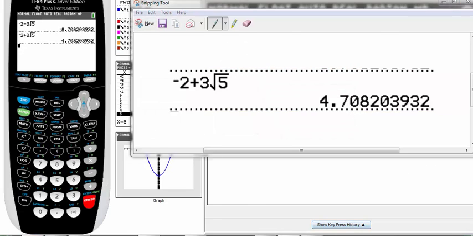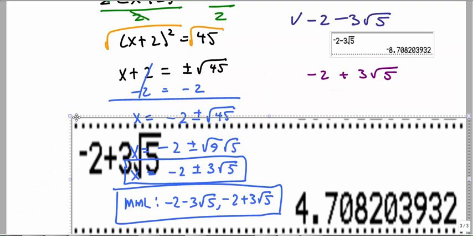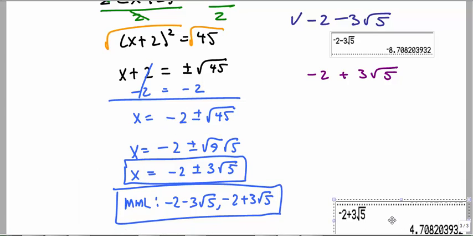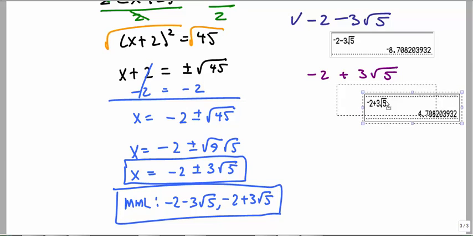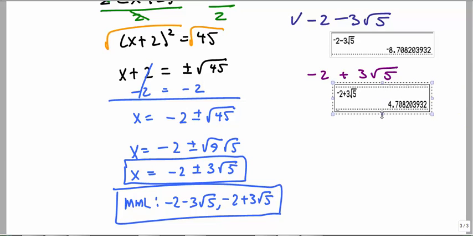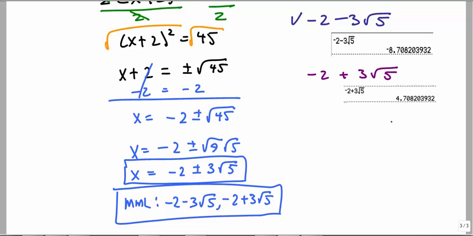So let's pop that in. Now what we're getting at here is we're going to be able to check our answers to make sure they're right. Now our calculator does not convert to radicals like it does from decimals to fractions, so I'm just going to have to go after my graphing to see what's going on here.